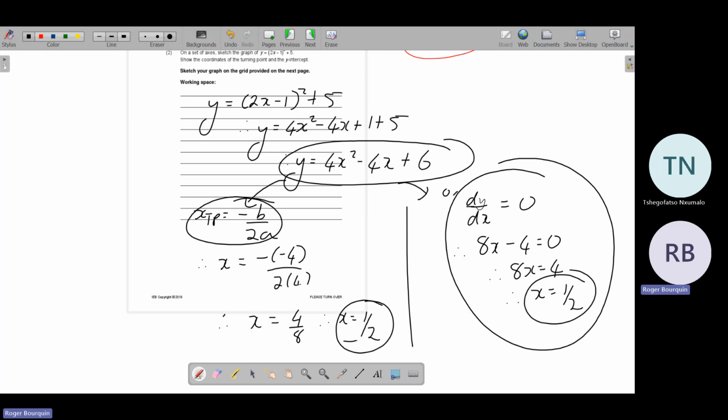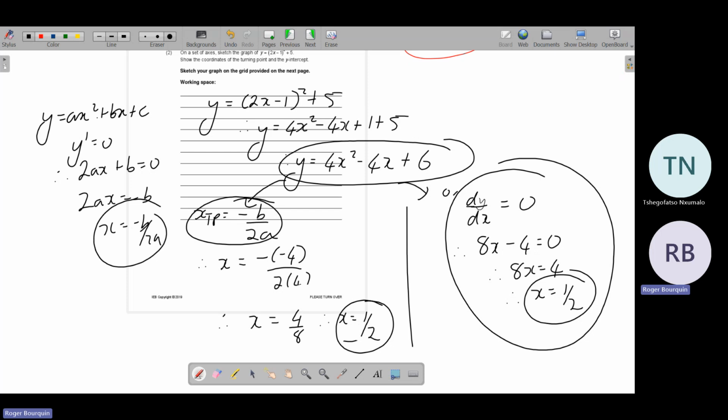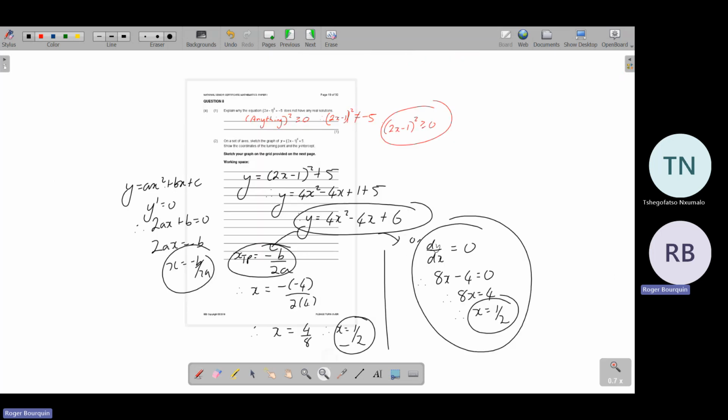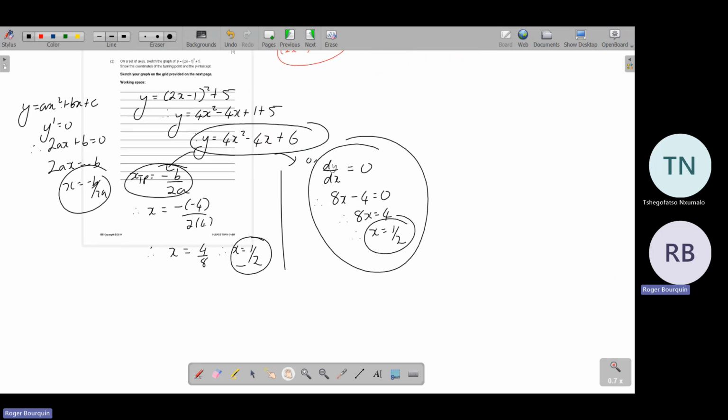Now that formula: y equals ax squared plus bx plus c. If you want to find the turning point of that graph, it's where the gradient is equal to 0. What's the derivative? 2ax plus b is 0. So 2ax is negative b, so x is negative b over 2a. That's where this formula comes from. The way we teach it, we don't do calculus first. But I need the y-coordinate as well, right? Yes, so sub back into the graph.